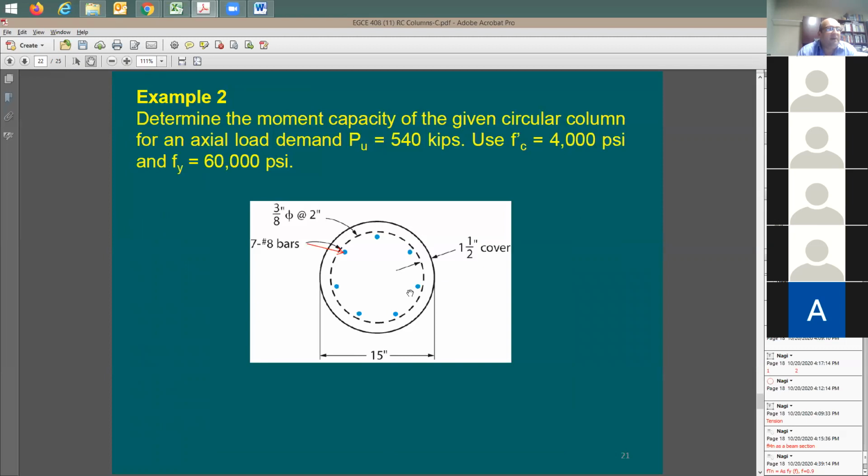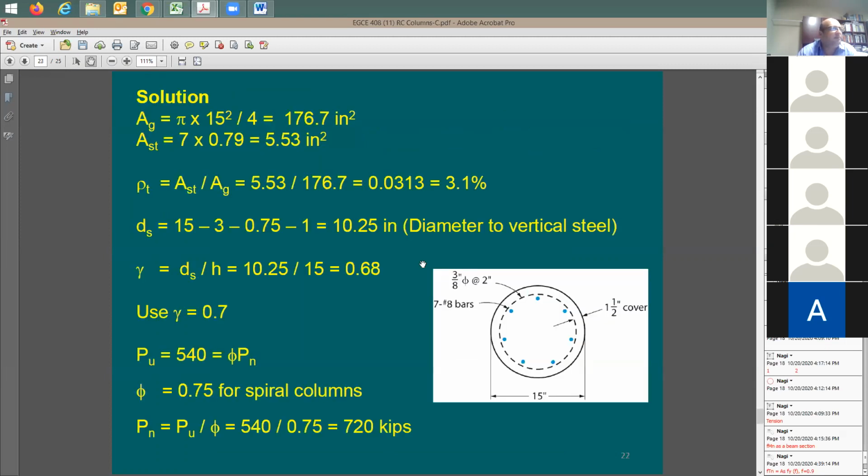You're going to say 15 minus 3 inches, 1.5 inch from each side, minus 3/8 of an inch, because you have from here 3/8 of an inch, from here you have 3/8 of an inch, minus 1 inch, because you have number 8, and then you have 1/2 inch from here, 1/2 inch from there. Here is the 15 inch, the big diameter. Subtracting 3 inch. What is the 3 inch for? You're gonna say the cover, right?